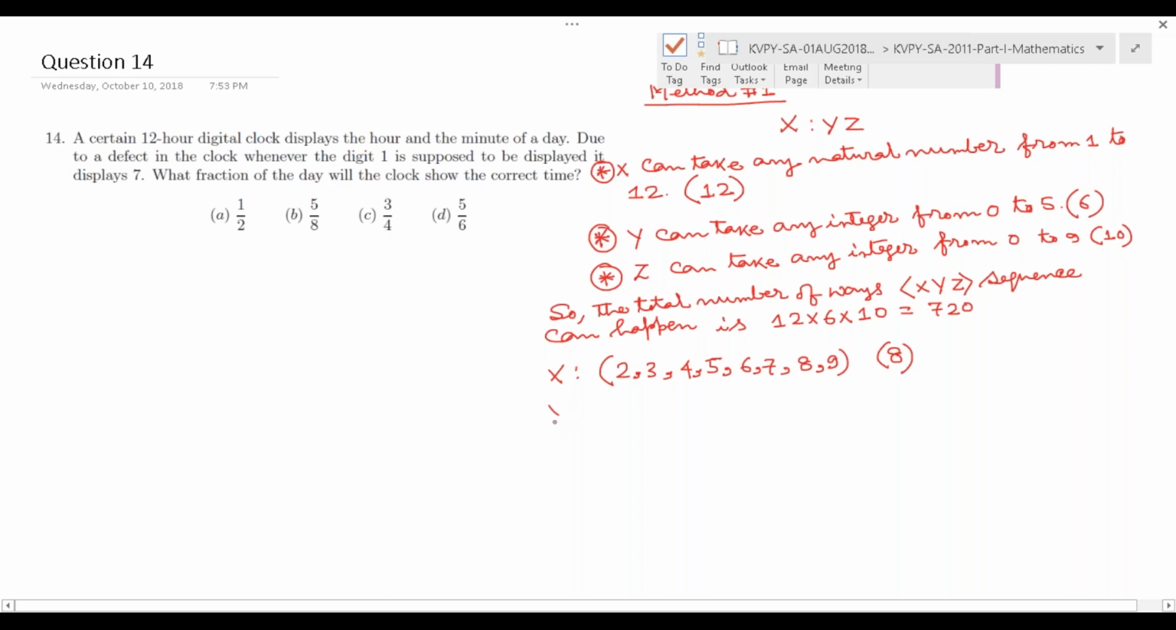Now what values can Y take? For correct timing, Y can take the values 0, 2, 3, 4 and 5, and these are 5 in number. And what values can Z take? Z can take the values 0, 2, 3, 4, 5, 6, 7, 8, 9, and these are 9 in number.